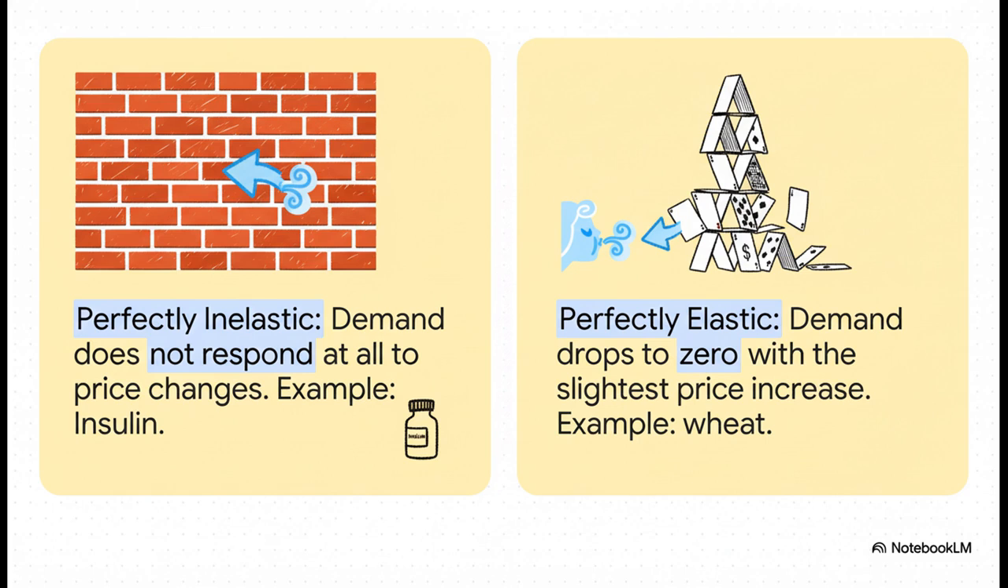Then on the other end of the spectrum, you have perfectly elastic goods. Imagine wheat from one single farmer. If that farmer tries to charge even a penny more than what everyone else is charging, what happens? Buyers just go to the next farm. Demand for their specific wheat drops to zero, just like that.